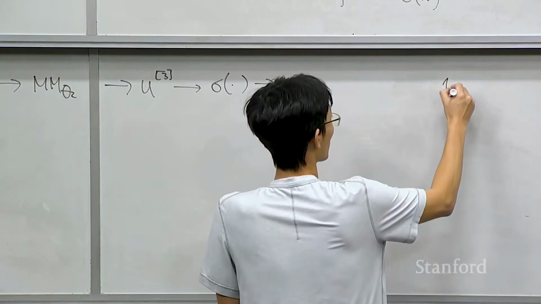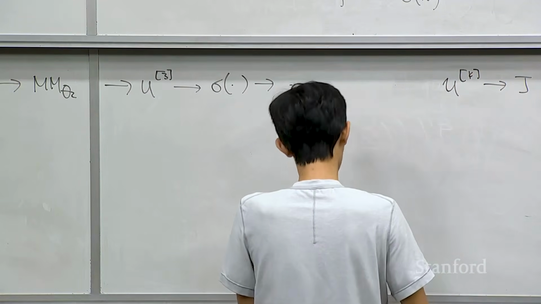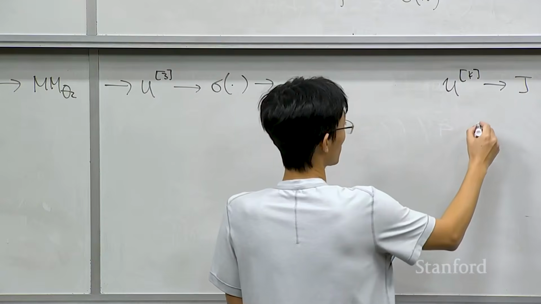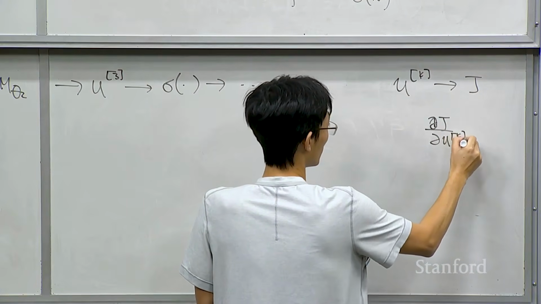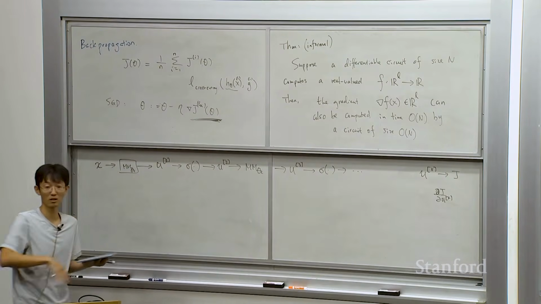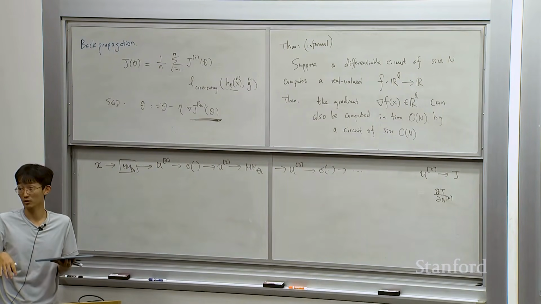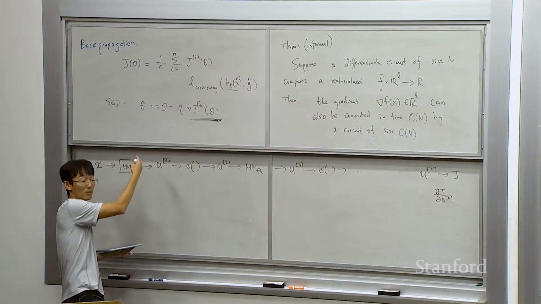Maybe let's write the last one as a matrix application. So let's say you get UK, and you get J. Something like this. And you start with dJ over dUK. By the way, all of these U's are the intermediate variables, the so-called activations, right? They are not parameters. And the parameters are folded in the matrix application.